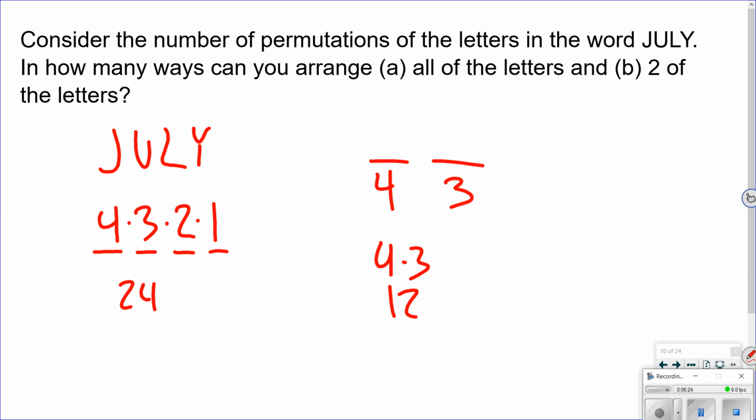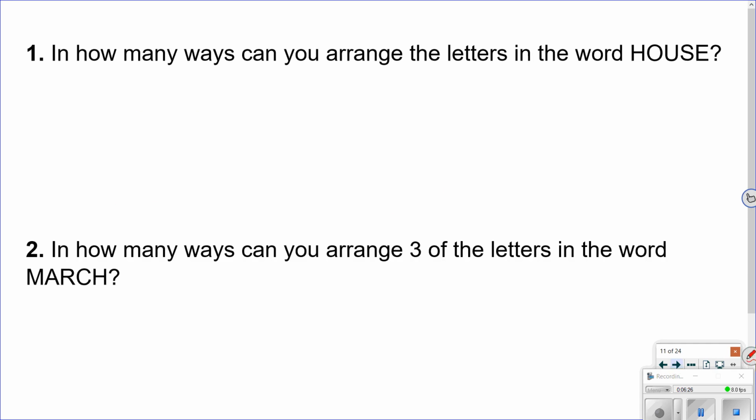I want you guys to try a couple of these. So pause this and see if you can get the answer for these 2, and then I'll work through it. So the first one, it says, how many ways can you arrange the letters in the word house? So how many letters are there? There's 1, 2, 3, 4, 5. So again, picture those all thrown into a bag, and you go to pull out the first one, you would have 5 choices. There's 5 possible outcomes. I could get an H, O, U, S, or an E.